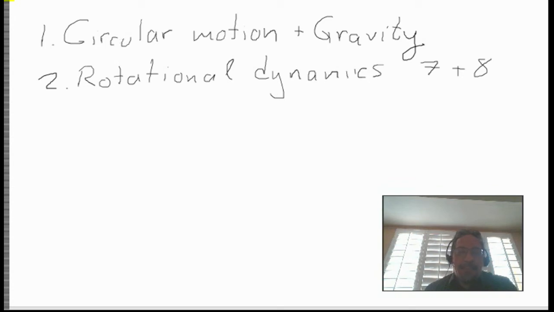equilibrium and elasticity. And third, the most important one of them all, not necessarily the biggest part of the exam, but the most important content of the semester, which is energy. So let's start.